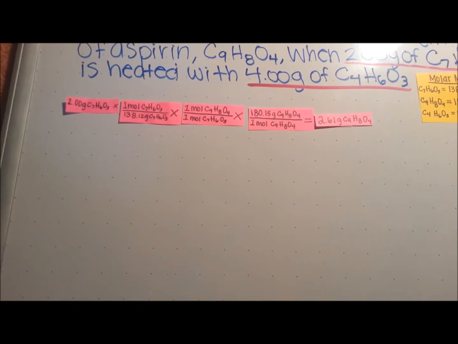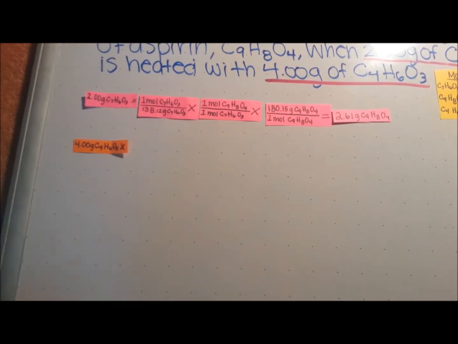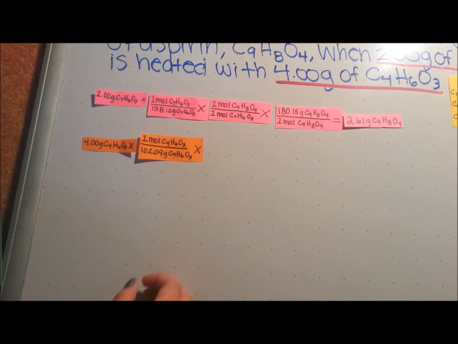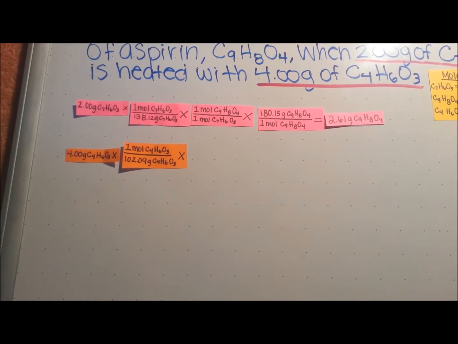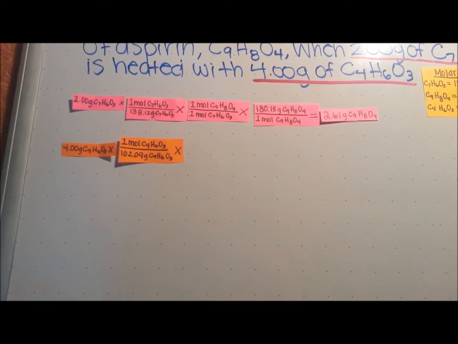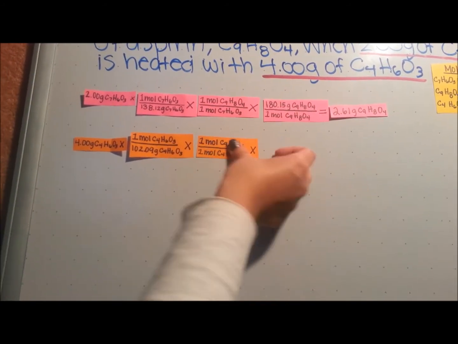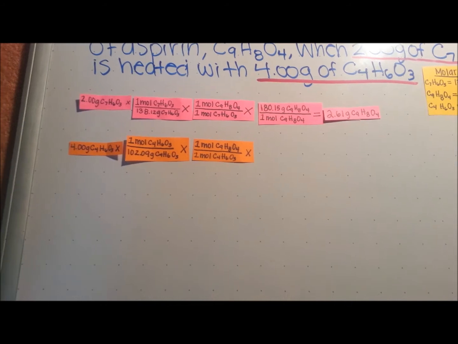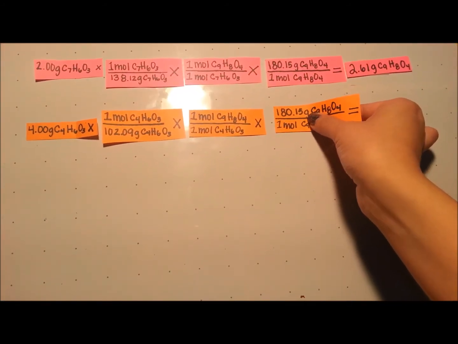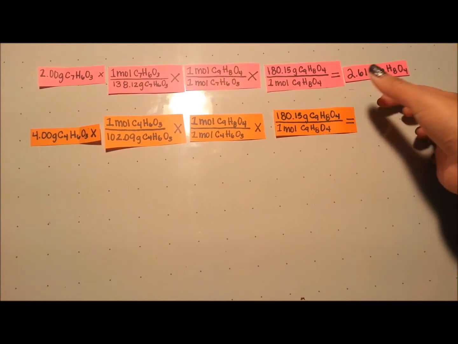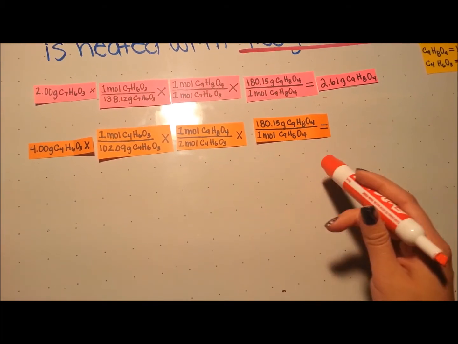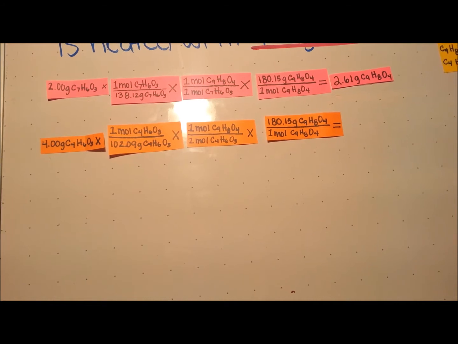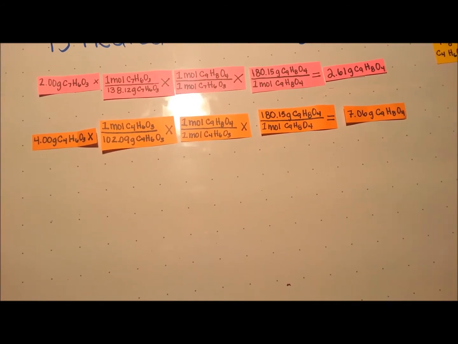Now for the second part, we have the 4 grams of acetic anhydride, and we want to multiply that by 1 mole of the acetic anhydride and the 102.9 grams of acetic anhydride because we also want to eliminate the grams. Multiply that by 1 mole of aspirin and have 1 mole of acetic anhydride at the bottom to eliminate the moles. And finally, we're going to multiply 180.15 grams of the aspirin and have the 1 mole of aspirin at the bottom to eliminate the moles because we want to get grams as the answer. And when we do this in the calculator, we get 7.06 grams of aspirin.